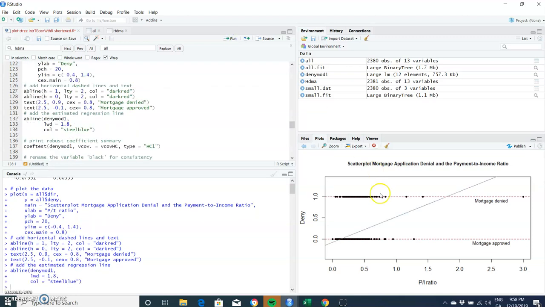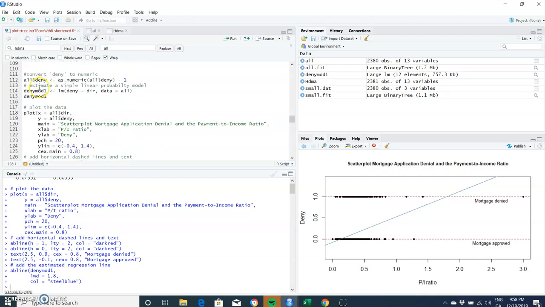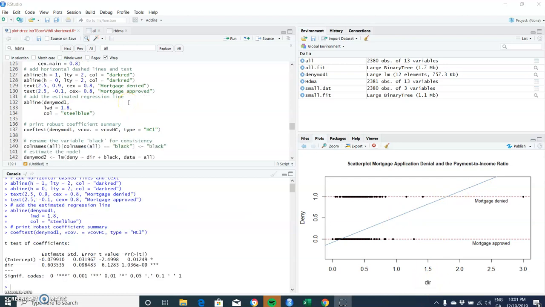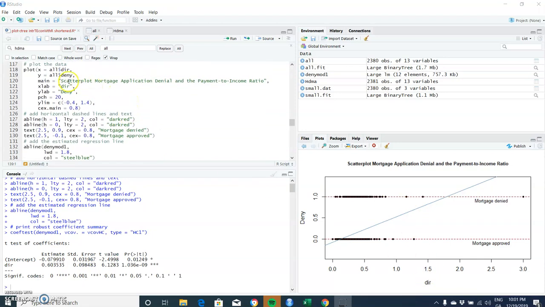And you can see, using the linear regression model, the abline based on the object we created in the linear regression, that we have a linear pattern here. And it's useful, but then it exceeds 1 when the PI ratio, in fact this should be DIR. Okay, so I've gone back and changed that, by changing the xlab to DIR.